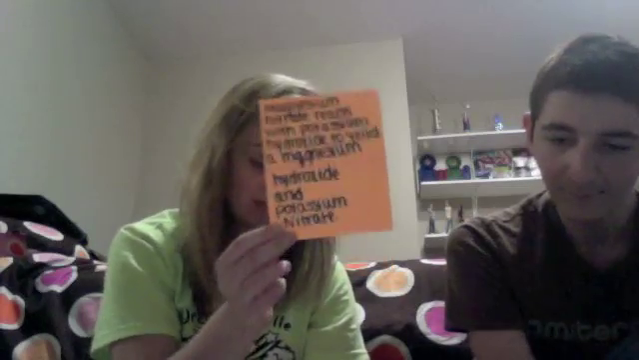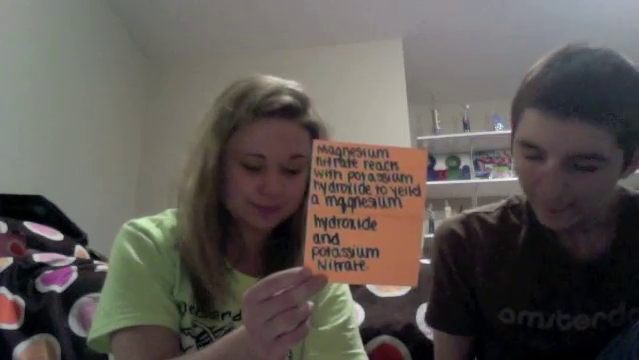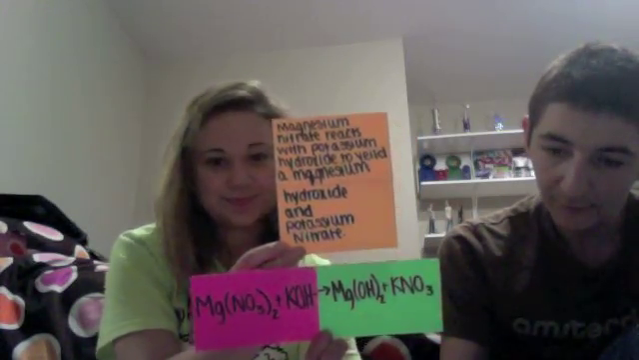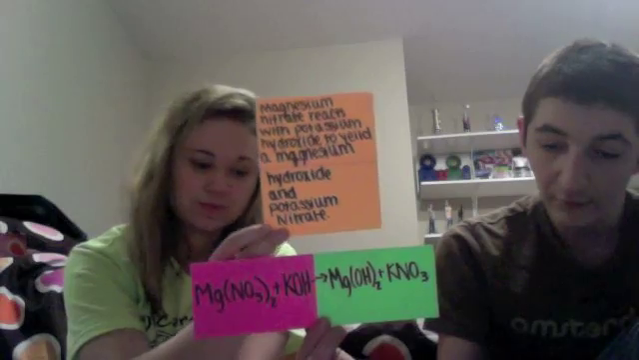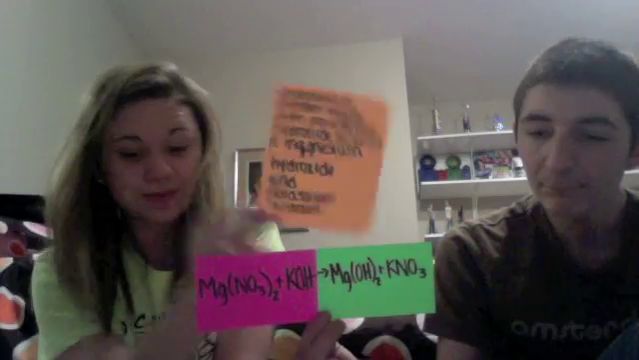Let's look at the equation. Magnesium nitrate reacts with potassium hydroxide to yield magnesium hydroxide and potassium nitrate. Let's begin by writing out the equation. Mg(NO3)2 plus KOH yields Mg(OH)2 plus KNO3. Next, we will list out the number of elements on each side of the equation. As you can see, this equation is not equal. In other words, it is not balanced.